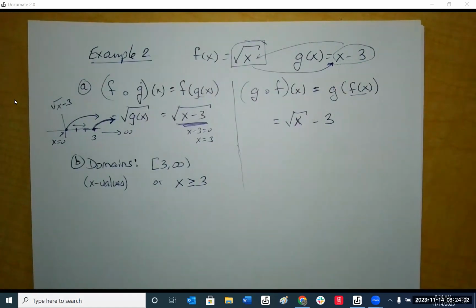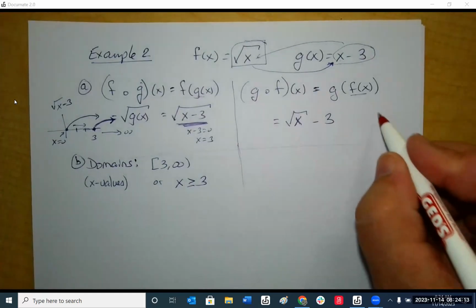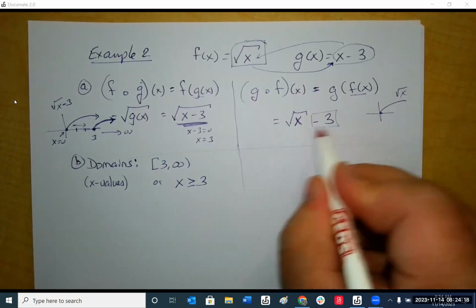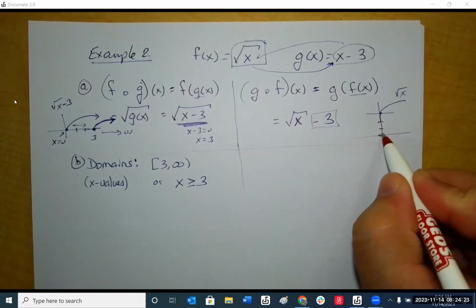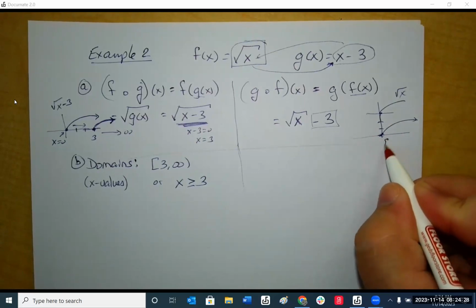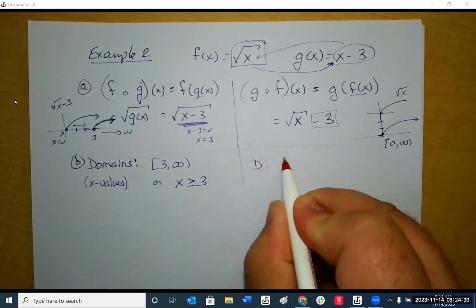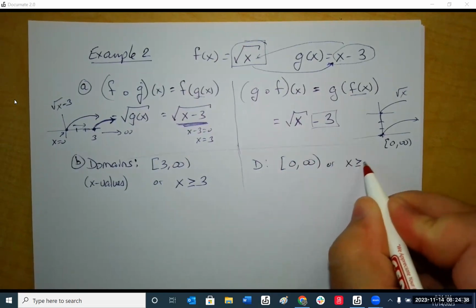What does this graph look like? Remember, we're still looking for the domain. Yeah, it's a vertical shift down, but it's the same graph. That's square root of x. This is a vertical shift, so it just goes down 3 spaces. 1, 2, 3. So here's my new origin. The domain is still from 0 to infinity, or x is greater than or equal to 0.